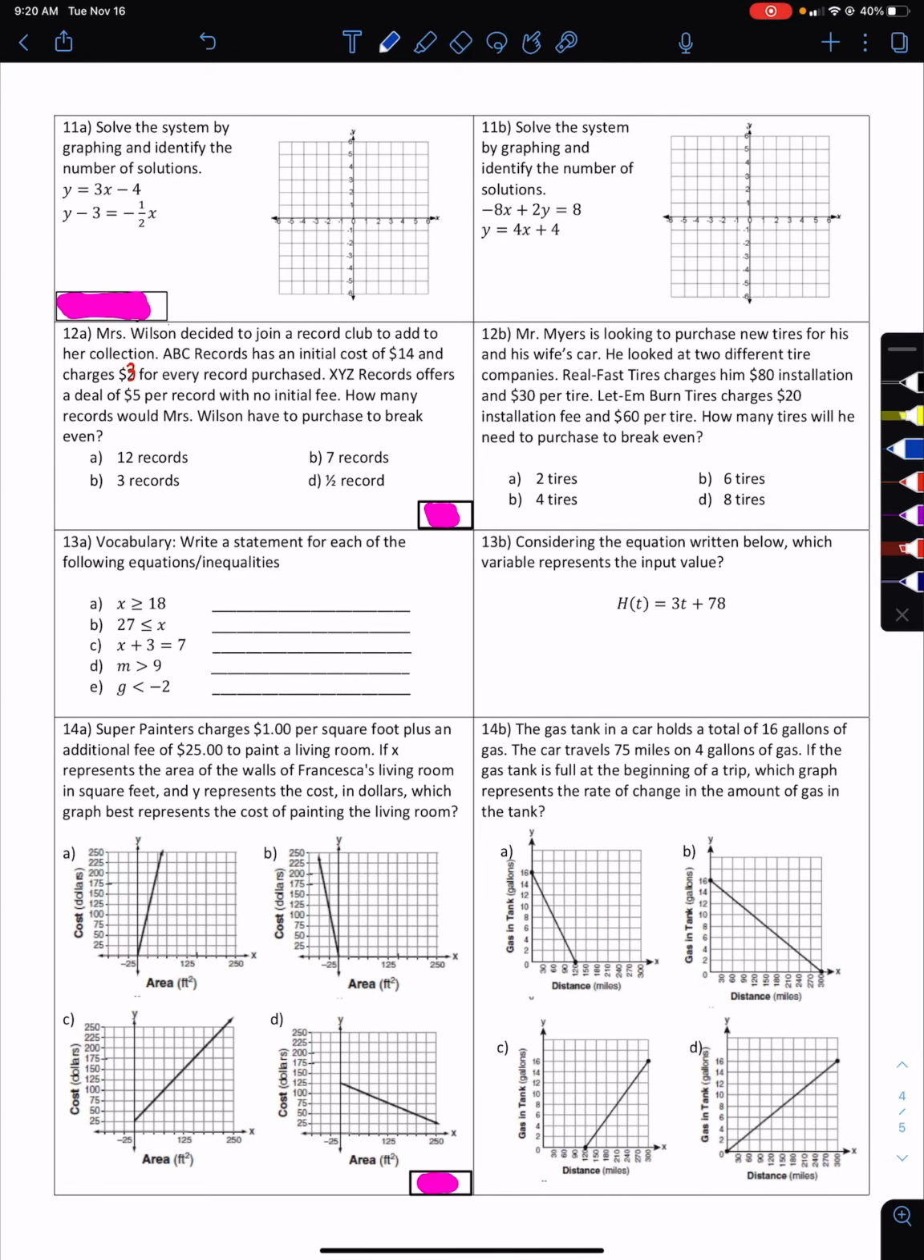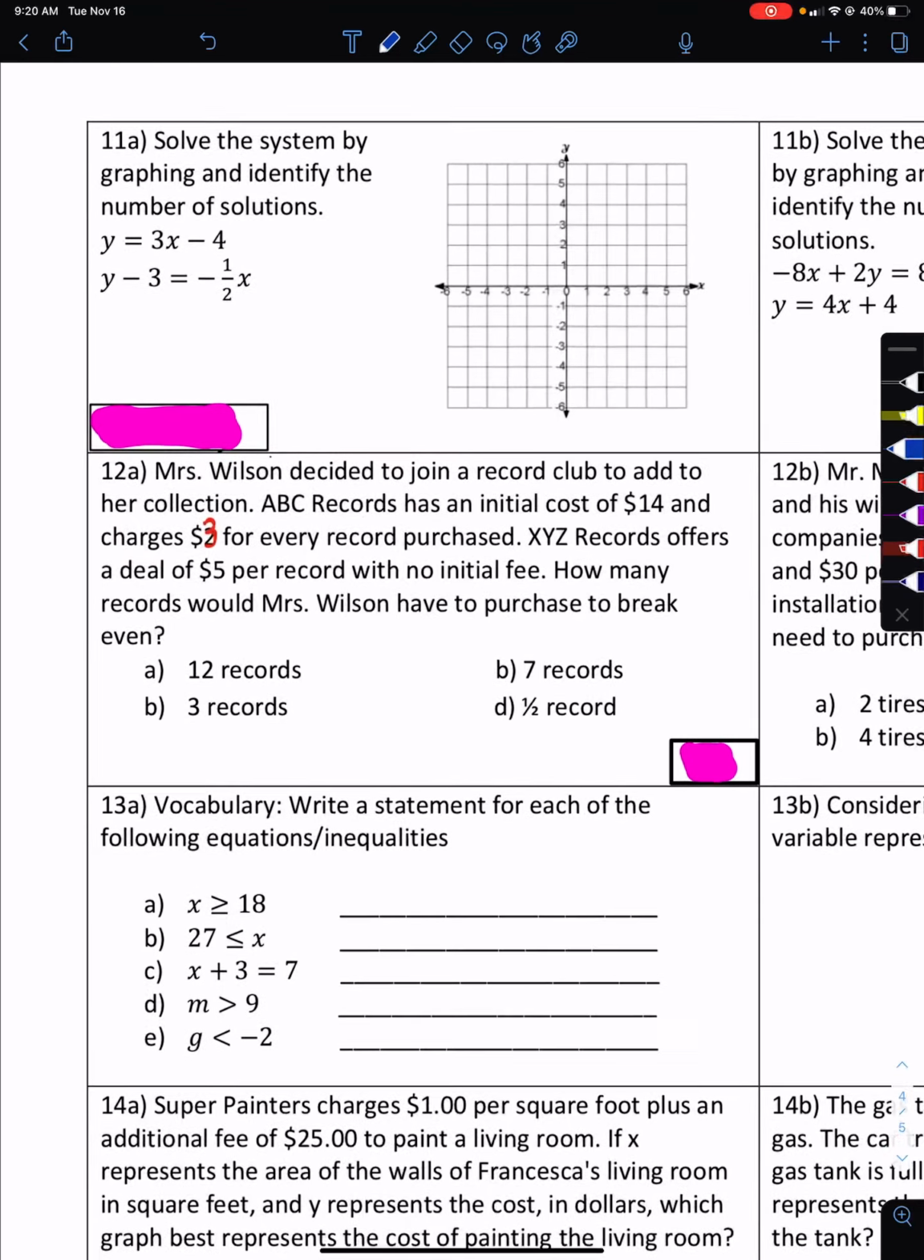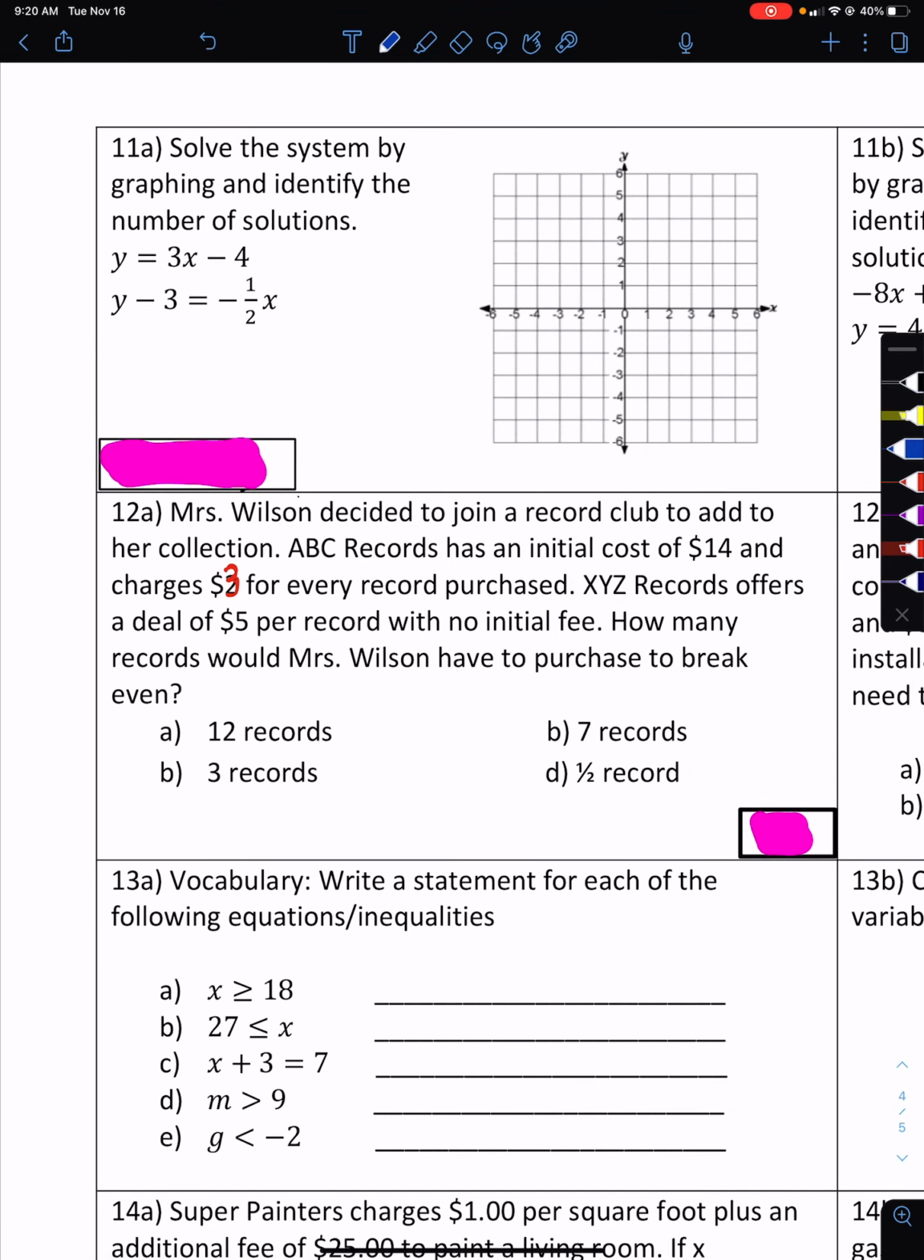All right, this is our final page of the review here. Again, I will be going over the A examples, and I'd like you to pause the video and do the B examples. Okay, so 11A, we are going to solve this system by graphing and identifying the number of solutions.